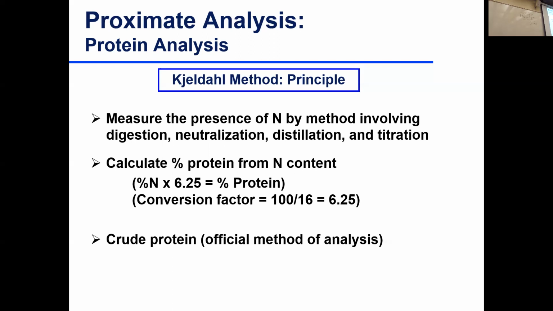In all of these steps, we're following the nitrogen. We follow the nitrogen after digestion, neutralization, distillation, and finally titration to calculate the nitrogen content. Once we get the nitrogen content in percentage, we multiply it by a conversion factor. Every protein source has a different percentage of nitrogen. Why?